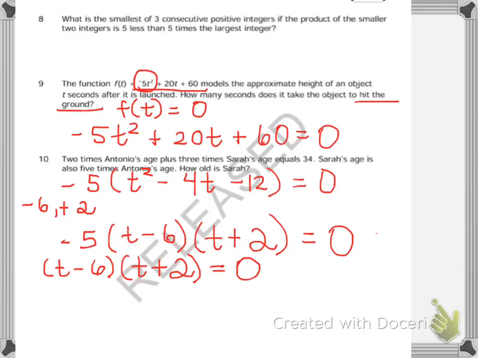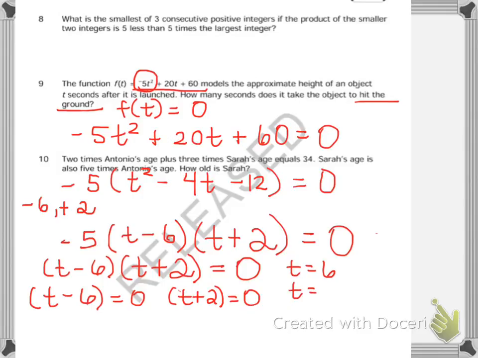So one of the parentheses needs to equal 0. So you split it up. t minus 6 equals 0, and t plus 2 equals 0. You solve for t, and you get t equals 6, and t equals negative 2.